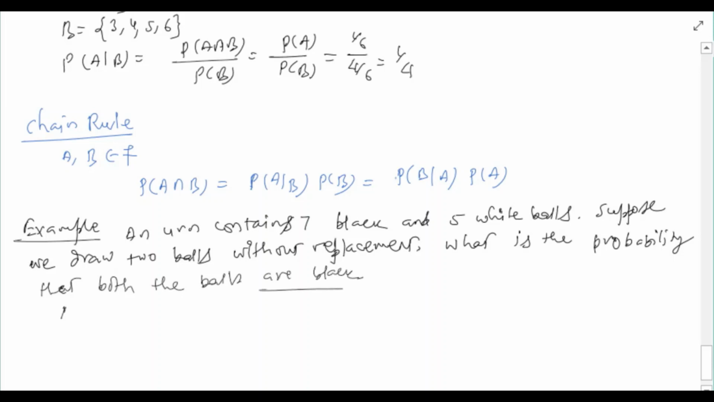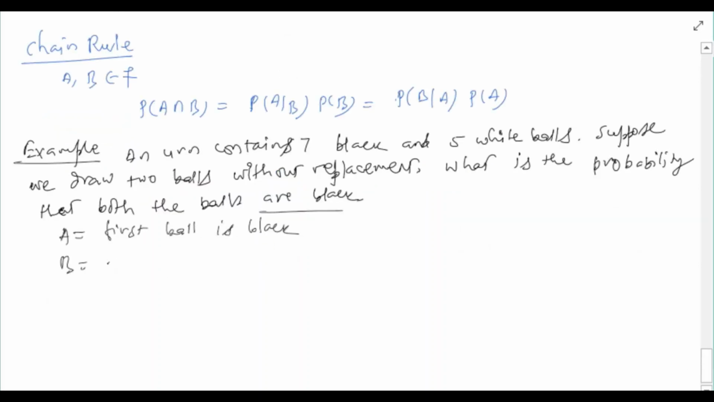Let us define events A and B as follows. A is the event that first ball is black, and B is the event that second ball is black. Then probability of A is, see, there are 7 black balls and 5 white balls, so there are total 12 balls. Probability that I'll draw a black ball is 7 by 12.